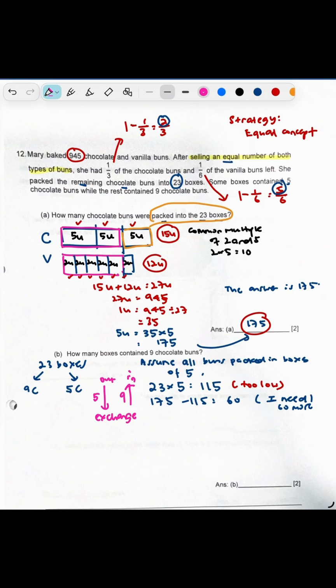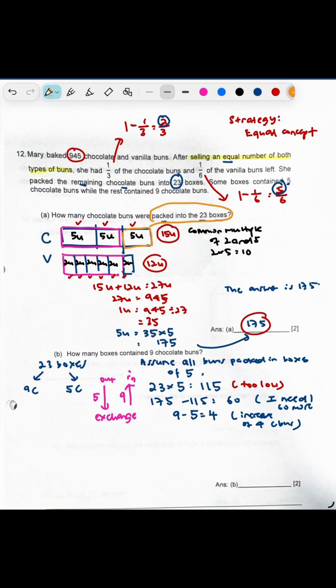Because I assume all are packed in boxes of 5, not possible. I must take out one box containing 5 and put in one box containing 9 chocolate buns. So when you do this exchange, what will happen? There will be an increase of 4 chocolate buns. Good, no? Because when we do this exchange, that increase is 4.